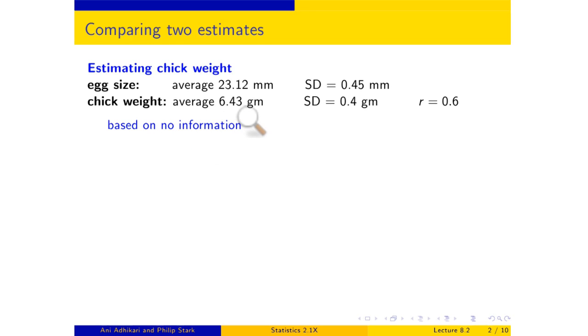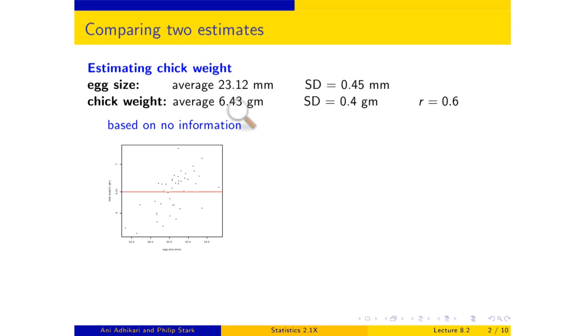Well, what are you going to do? I'm not showing you the egg. Well, if I'm not showing you the egg, you're going to guess 6.43 grams. So in a picture, what's happening is this. We have the egg size along the horizontal axis and the bird's weight along the vertical. That's what you're trying to get at.